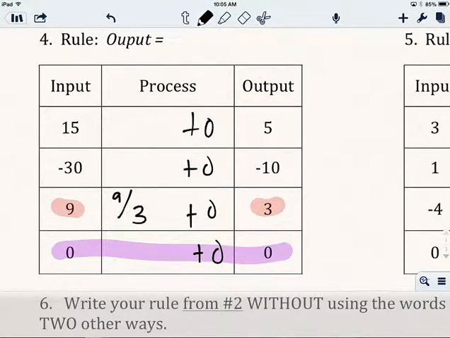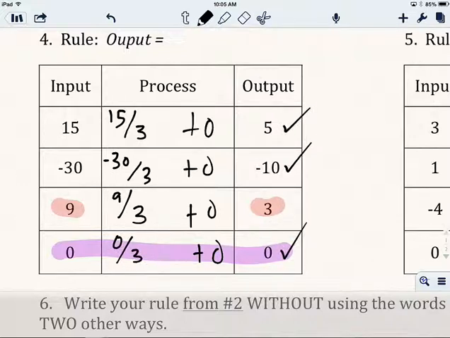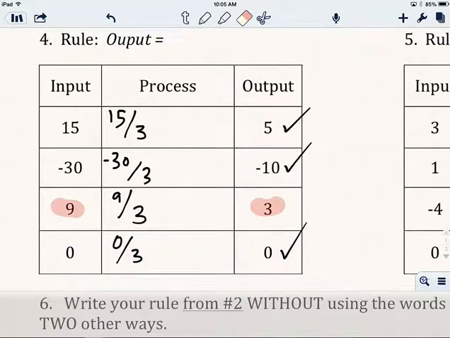So I'm going to try that out on the other ones. I'm just guessing and checking here. Negative 30 divided by 3 is negative 10. That works. 15 divided by 3 is 5. And 0 divided by 3 is 0. So let's get rid of the stuff that's unimportant. Plus 0, I don't need it.